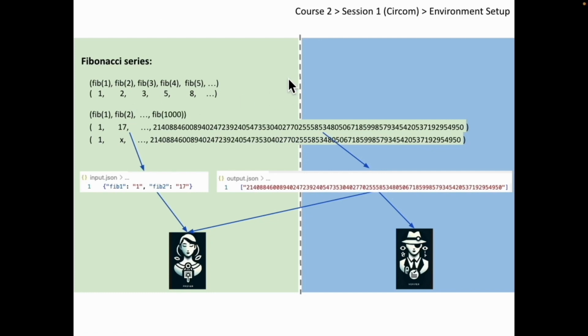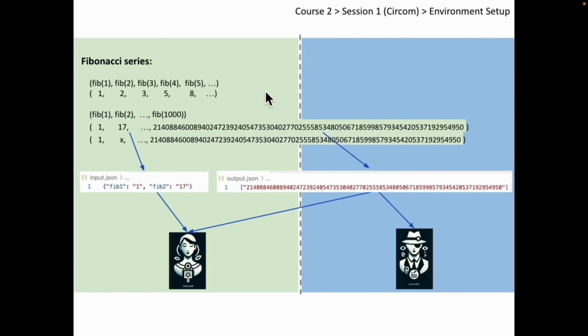Our first program is the Fibonacci series. The Fibonacci series is a sequence of numbers where each number is the sum of the two preceding ones. For example, if the first element in the Fibonacci series is 1 and the second element is 2, therefore the third element is 1 plus 2, which is 3. The fourth element is 2 plus 3, which is 5. And the fifth element is 3 plus 5, which is 8.